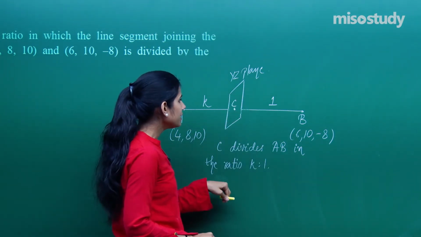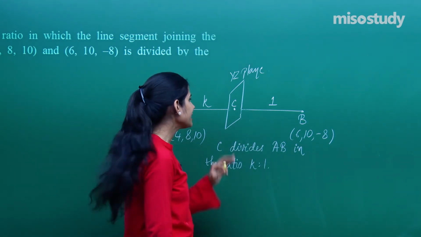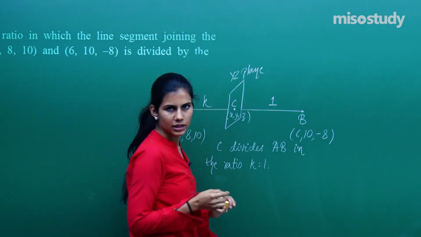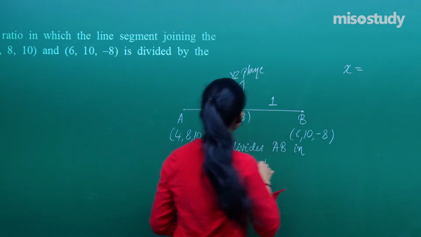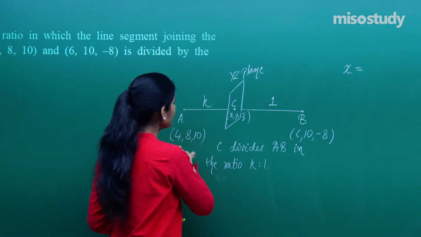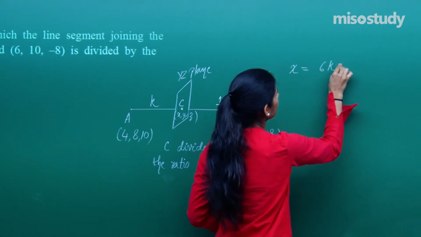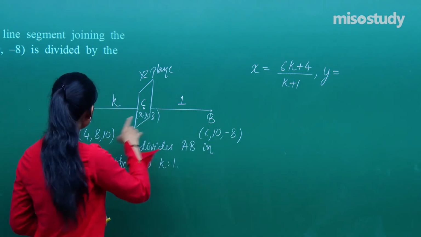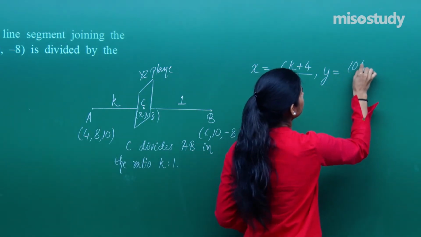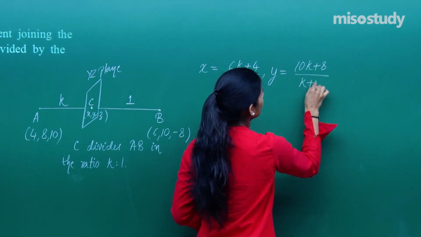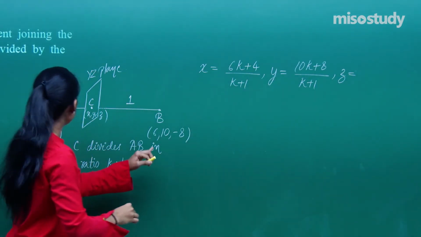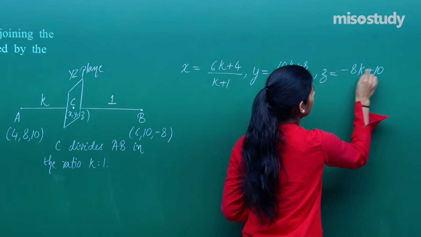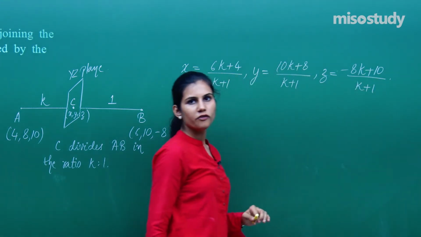Now if C is that dividing point, with the help of this ratio and section formula, I can calculate the coordinates of point C. Suppose the coordinates of point C are x, y, z. We are in the 3D setup. So x coordinate will be equal to what? 6k plus 4 upon k plus 1. Y coordinate will be equal to 10k plus 8 upon k plus 1. And z coordinate will be equal to minus 8k plus 10 upon k plus 1. These are the coordinates of my point C.